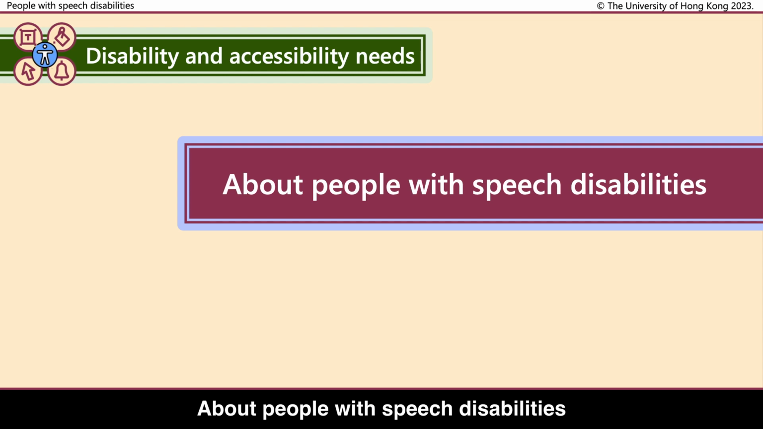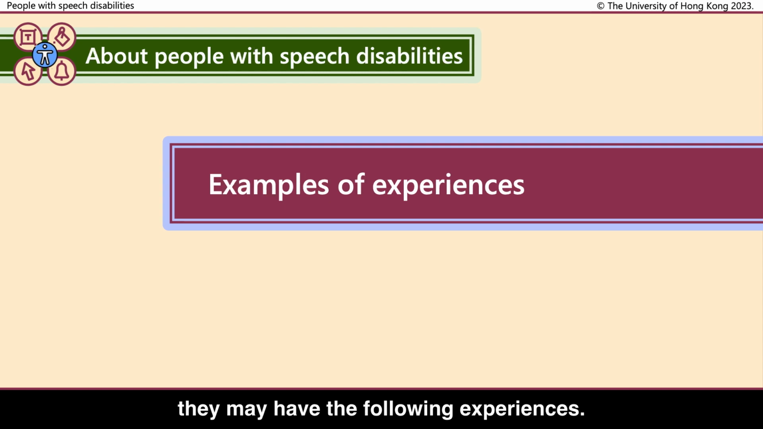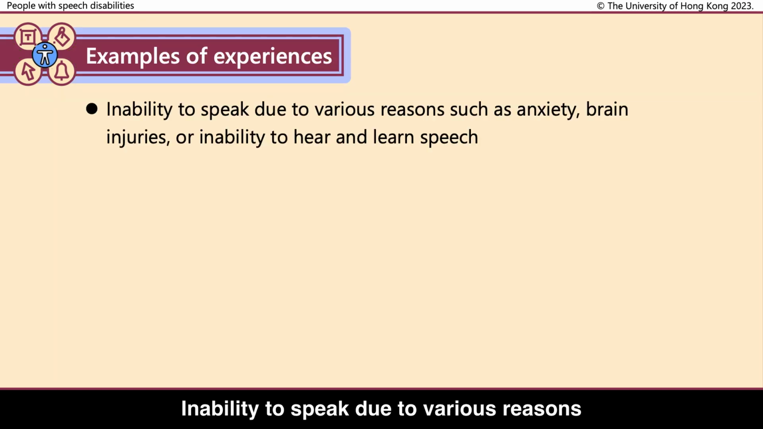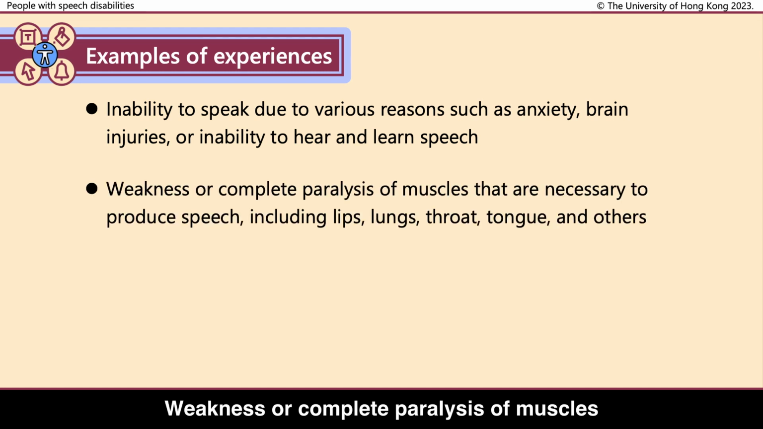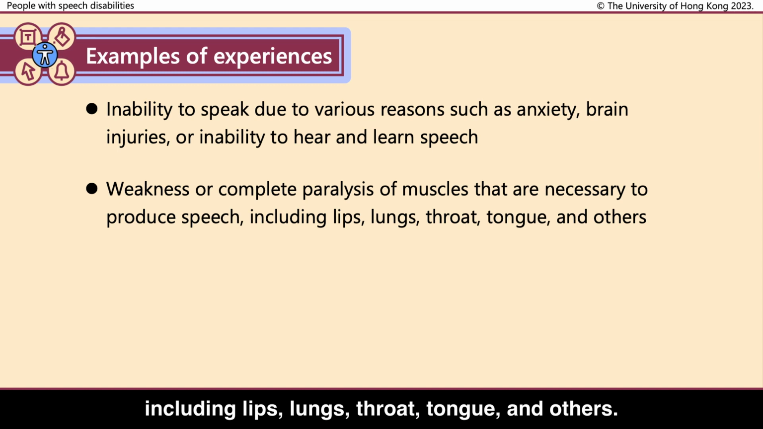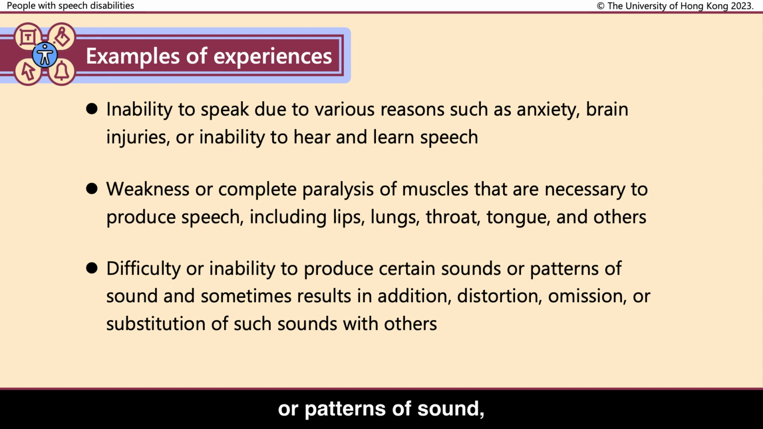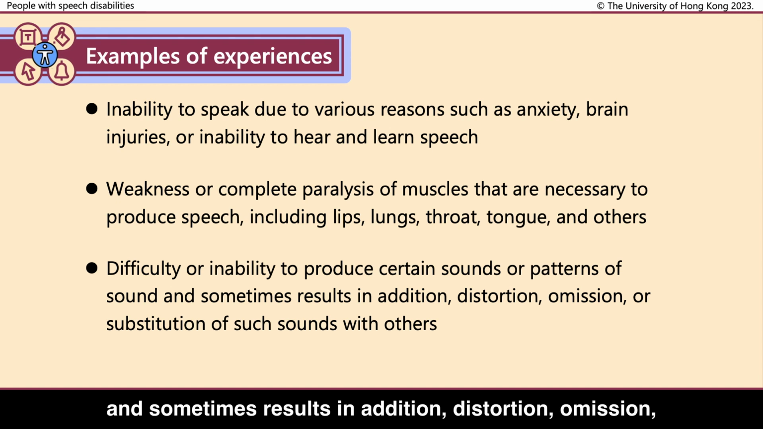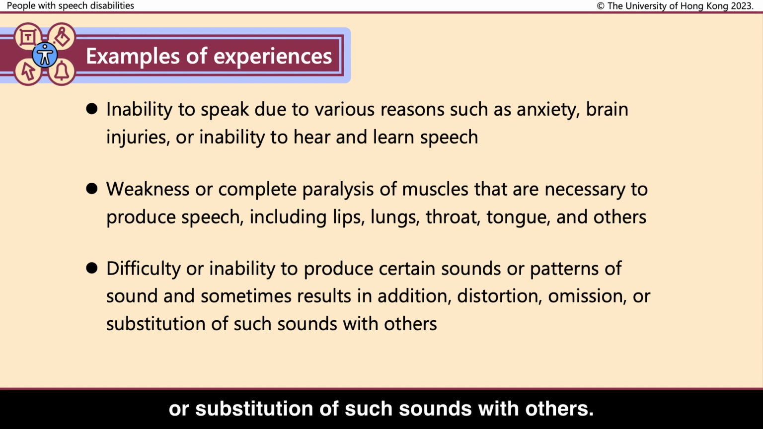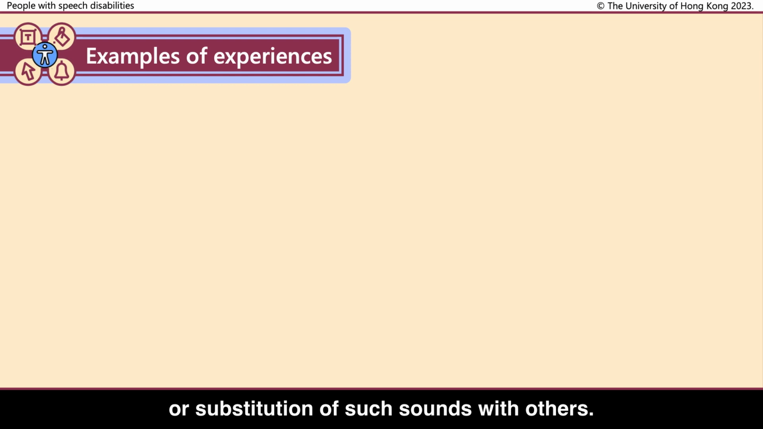About people with speech disabilities, they may have the following experiences. Inability to speak due to various reasons, such as anxiety, brain injuries, or inability to hear and learn speech. Weakness or complete paralysis of muscles that are necessary to produce speech, including lips, lungs, throat, tongue, and others. Difficulty or inability to produce certain sounds or patterns of sound, which sometimes results in addition, distortion, omission, or substitution of such sounds with others.